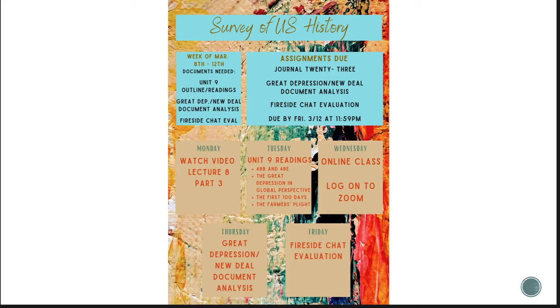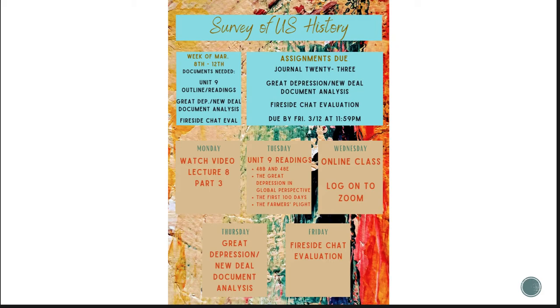You have your Unit 9 readings, which you have 2 from your online textbook that is listed in Teams in the general channel under that ushistory.org site. You're going to read 48B and 48E. Then you have the Great Depression in Global Perspective. You have the first 100 days and the farmer's plight. We'll have our online class on Wednesday, so we need to log on to the Zoom.